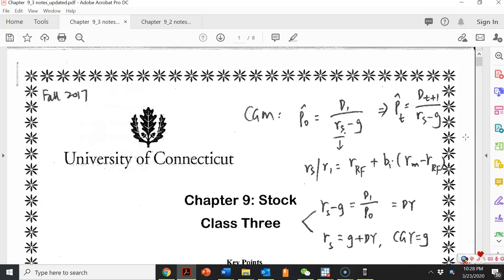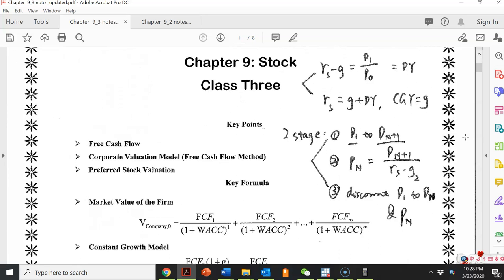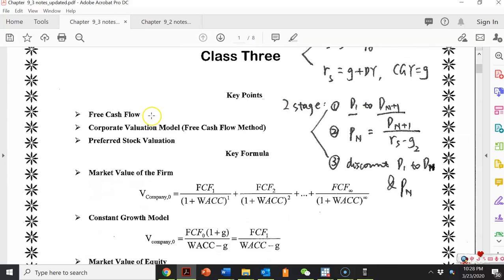Hi class, so in this video we're gonna continue with chapter 9 class 3 and we're gonna talk about the corporate valuation model, which is also called the free cash flow method. This is the second model to evaluate stock price, after we talked about the dividend discount model, the first model.